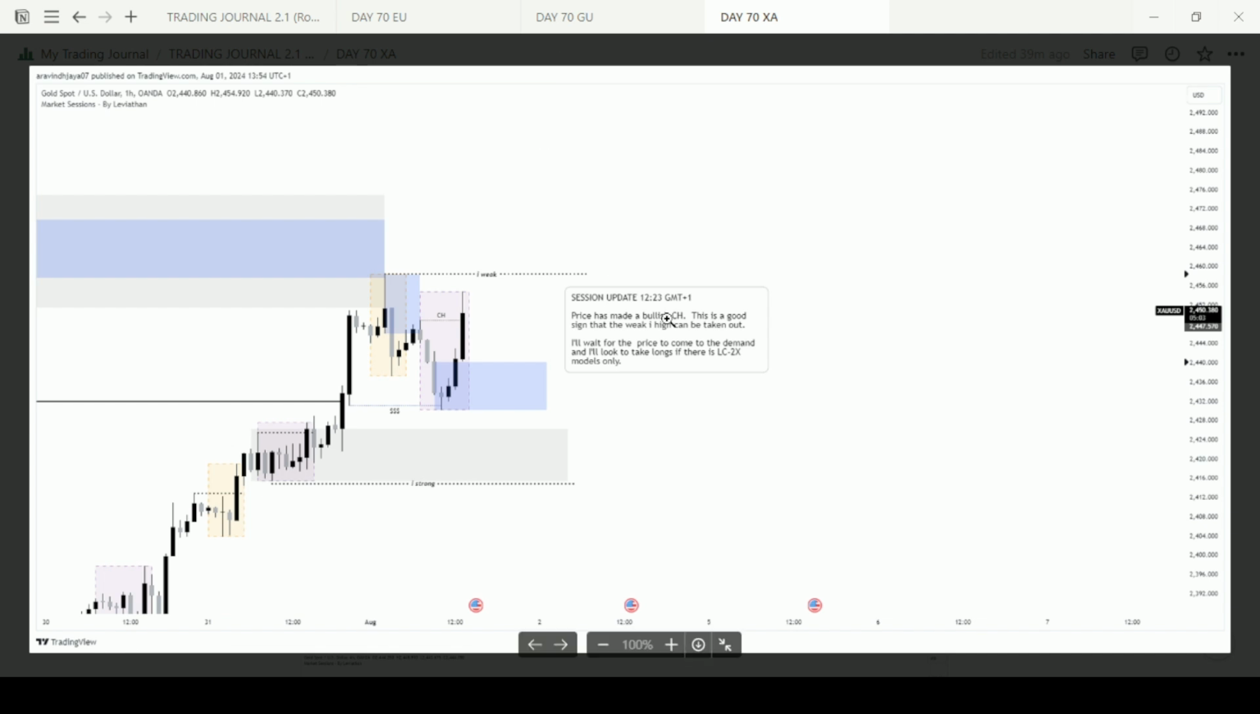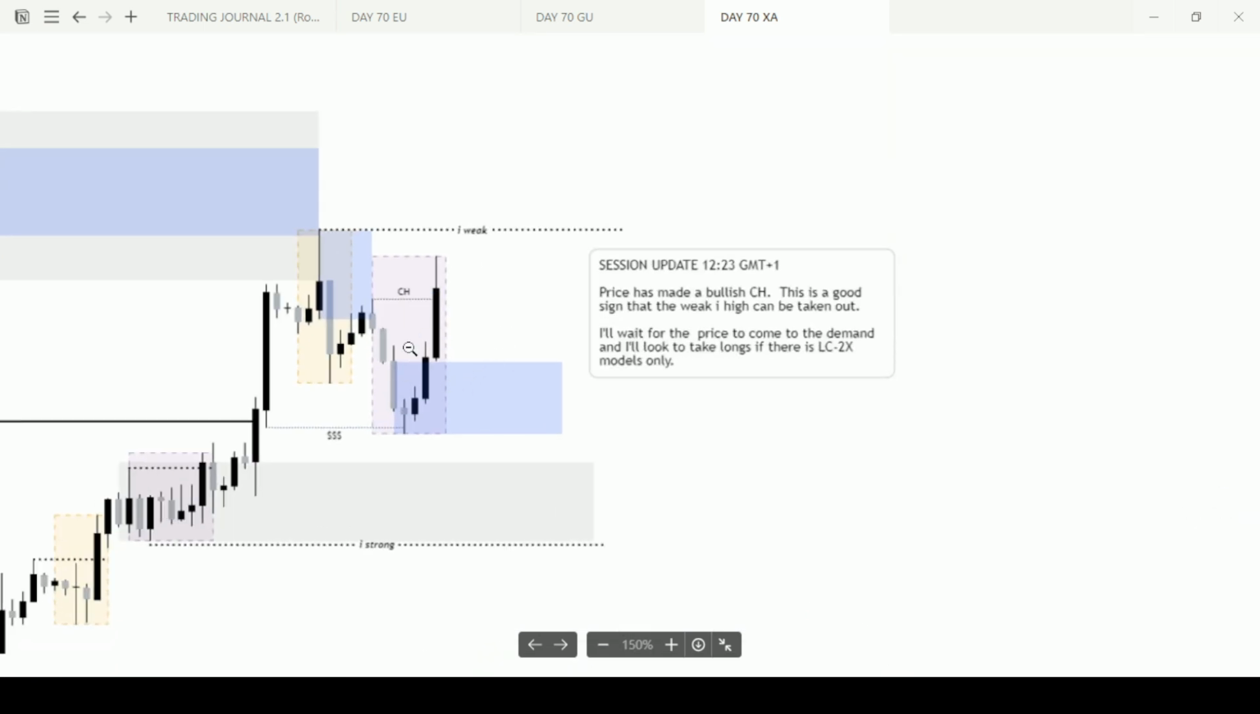The session update 1223 price has made a bullish chop. This is a good sign that the weak internal high can be taken out. I'll wait for the price to come to the demand and I'll look to take longs if there is LC2A or LC2B models only. Why? Because it does not have any lid.